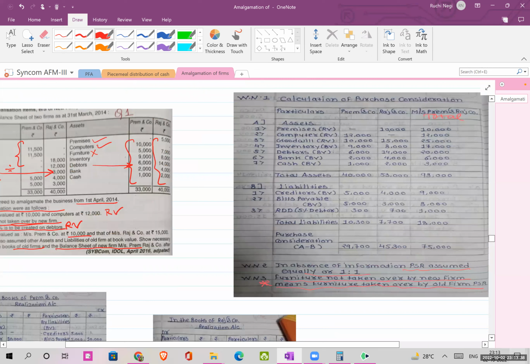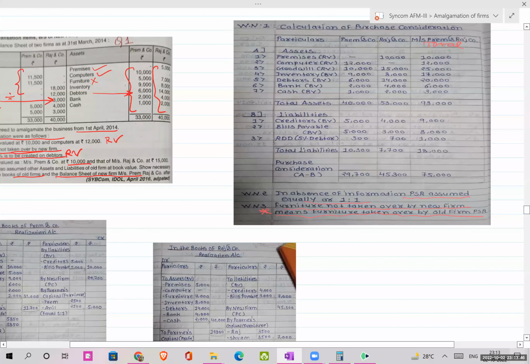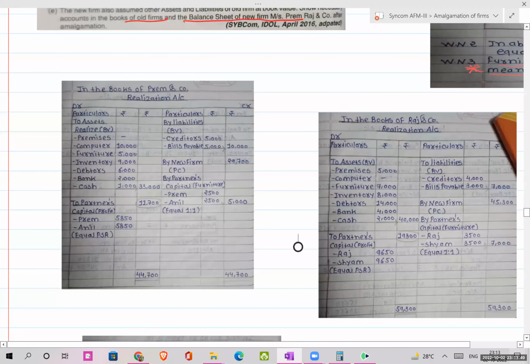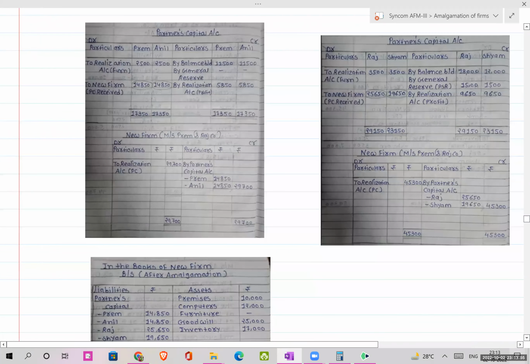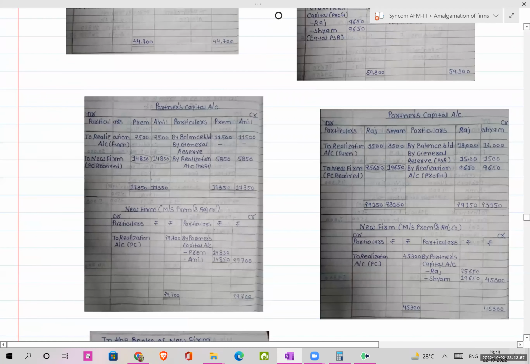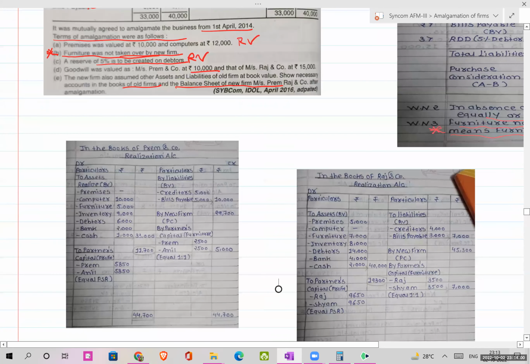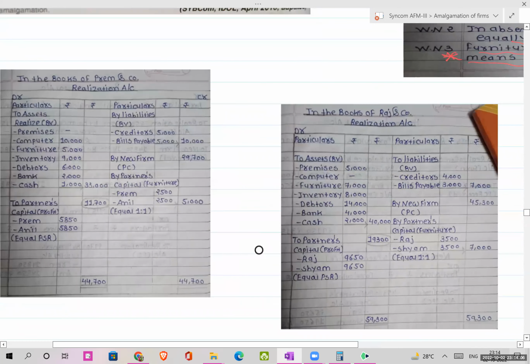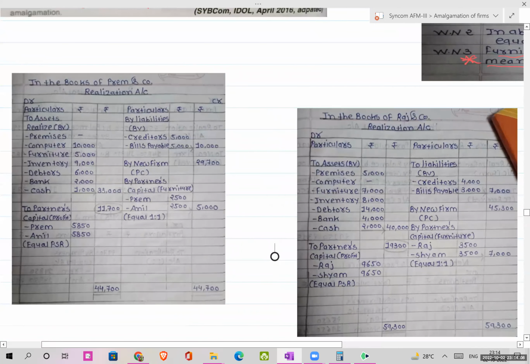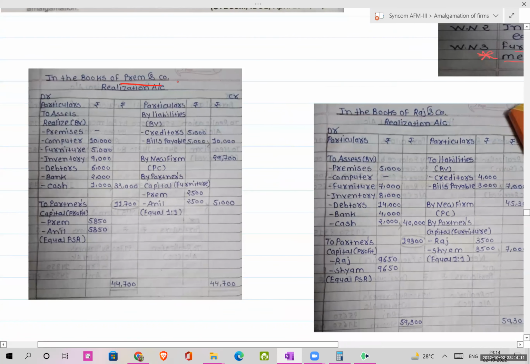Okay, let's understand this. We'll be using this. So you can simultaneously prepare the realization account for both the partnership firms together. Yeah, that you can do like this, so that you can see the comparison. This is Prem and Company and this is Raj and Company. Both are partners. बराबर? तो आप ये साइमल्टेनियसली डाल सकते हो.